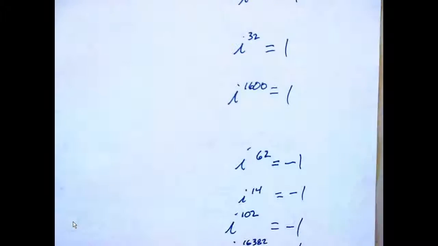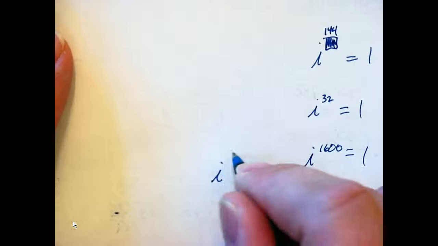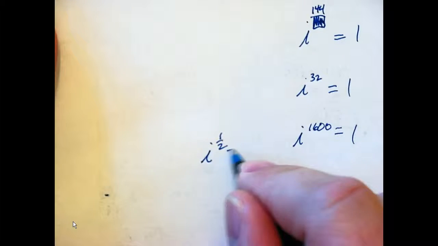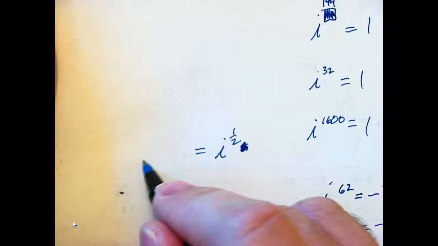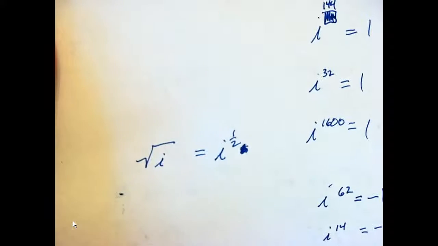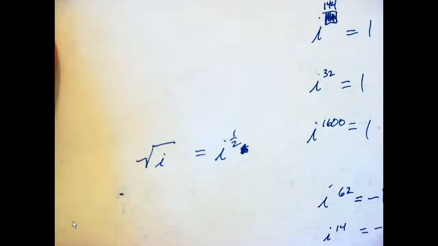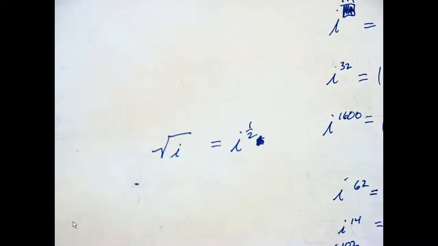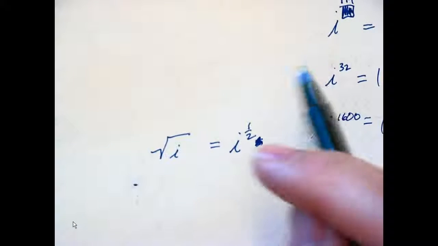Yes, Kai, question? What if it was like I to the 1/2? Well, I'll show you right now, and then I'm not going any further. I to the 1/2 is the square root of I. That's what I to the 1/2 is. We're not going into that today, but thank you for the question. We will hit on 1/2 powers later in the year.